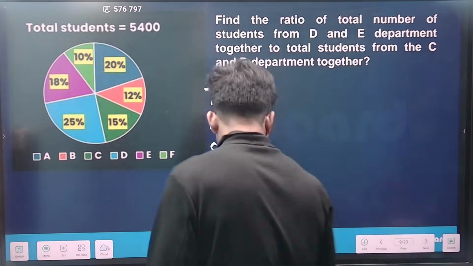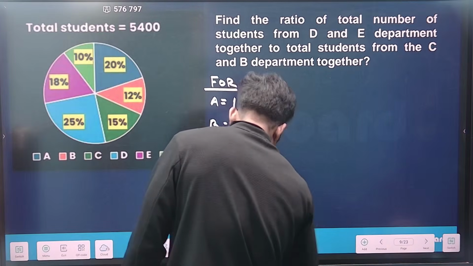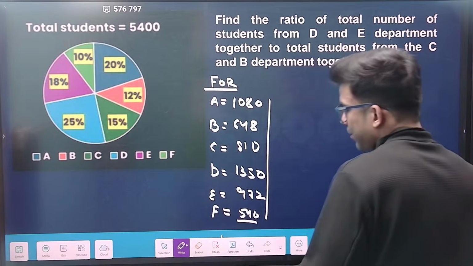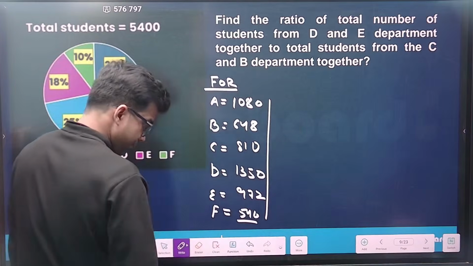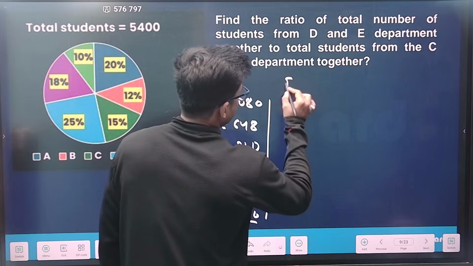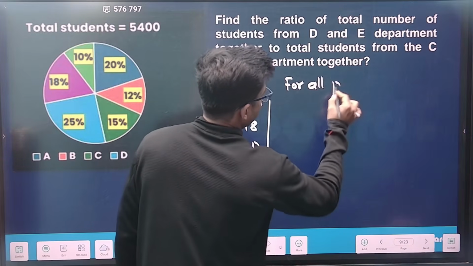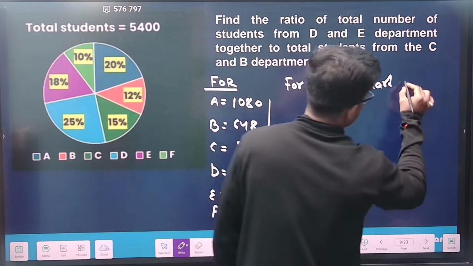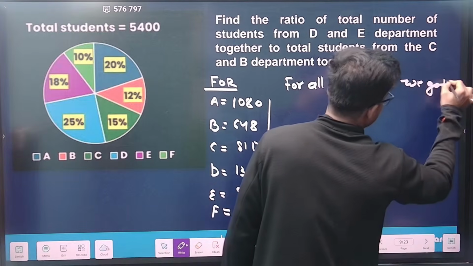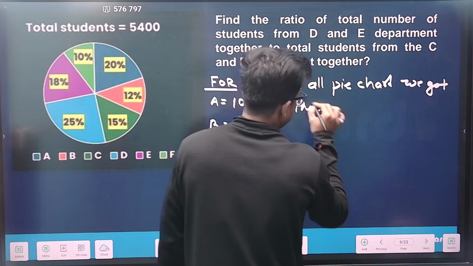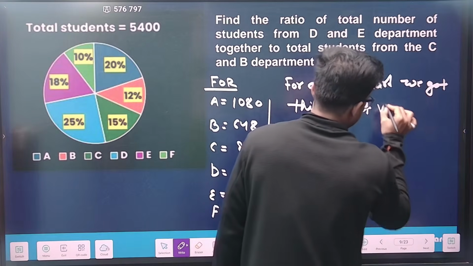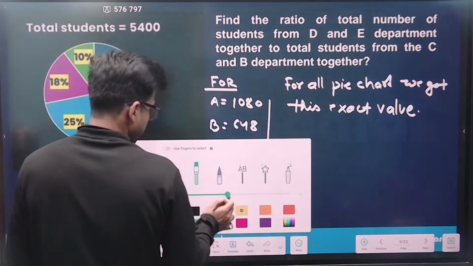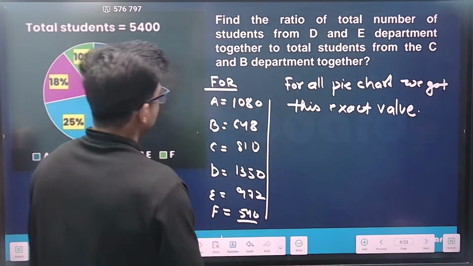It is easy. Now guys, everyone, is this data correct? I have taken out the value of all pie chart. See, basically from all pie chart we got the exact value, isn't it? Guys, from all pie chart we got this exact value. True or not? Yes, no? True or not? How I figure it out?